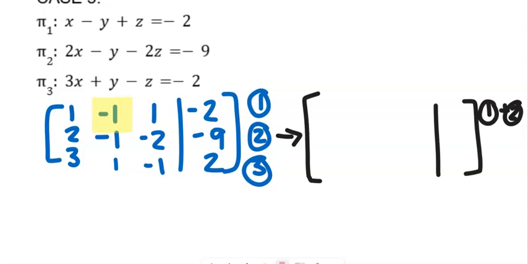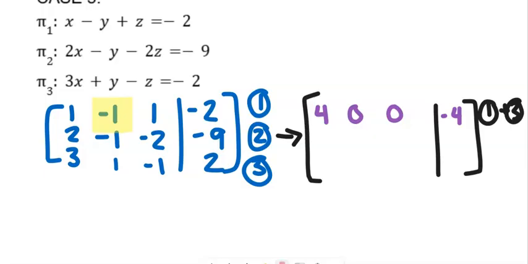Actually, I changed my mind. I'm going to go 1 plus 3. You'll see why in a minute. Okay, 1 plus 3 is 4. -1 plus 1 is 0. 1 plus -1 is also 0. And -2 plus -2 is -4. So I actually ended up with 2 zeros there.